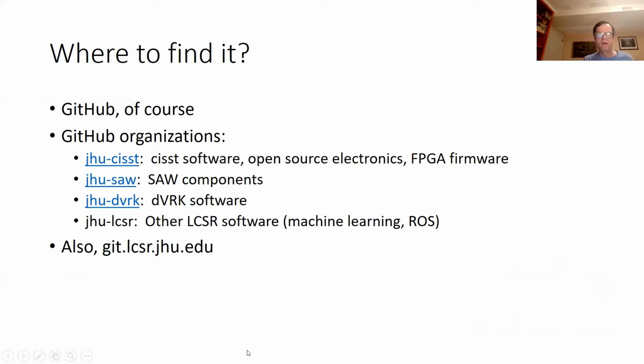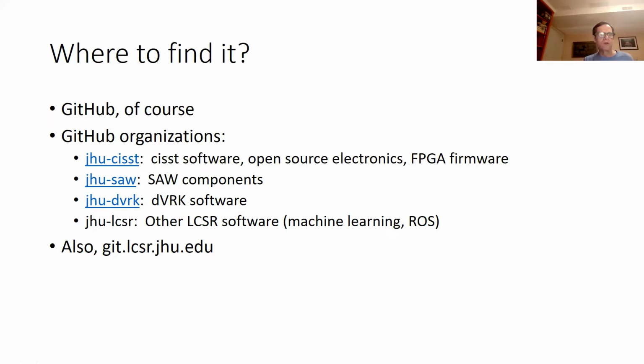The main ones are JHU cisst, which has the cisst software, as well as the electronics and firmware related to the dVRK. Then we had a number of reusable components that we called SAW. I'll explain more about that later, but that's in a separate organization just because there's so many of them. And then the dVRK specific software uses a lot of components from these first two organizations, but the stuff that's specific to the dVRK is on this JHU dVRK organization.